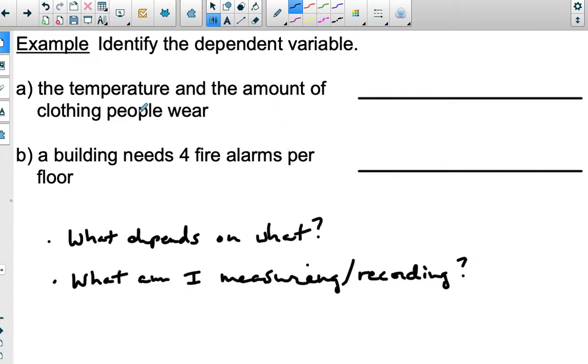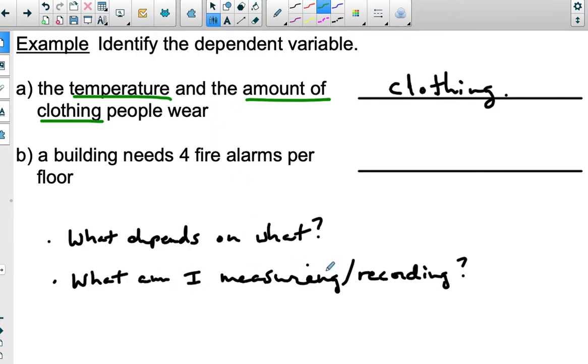So the temperature and the amount of clothing people wear. The dependent variable here is clothing. So we have two variables. We have temperature and we have amount of clothing. And the amount of clothing depends on the temperature. Temperature doesn't depend on clothing. Mother Nature doesn't wake up in the morning and say, "Ooh, I noticed most people are wearing sweaters. I'm going to be cool today." Clothing depends on temperature. You and I wake up and we say it's going to be cool today. We're going to put on a sweater. So how we dress depends on the temperature.